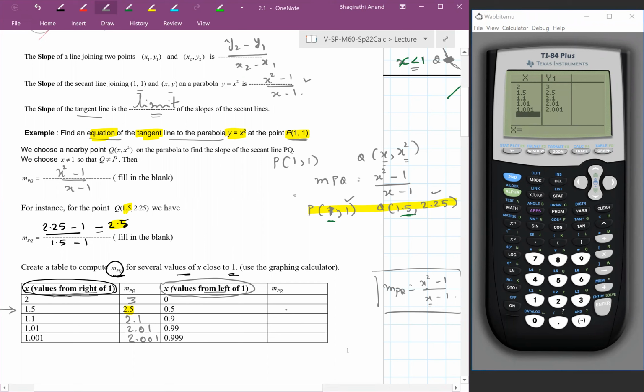Then I see a set of values on the left side of 1. Let me start with 0. Enter 0, hit enter. That is 1. Then 0.5, hit enter. That is 1.5.